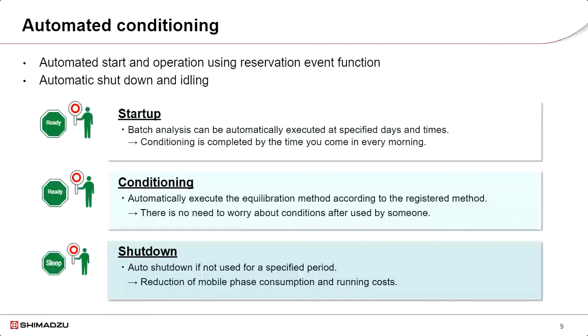This prevents mobile phases from continuously flowing and the equipment from remaining operational unnecessarily. When multiple users share a single device, determining the timing for shutdown can sometimes be challenging. However, with this functionality, the equipment can automatically stop if analyses are not conducted for a certain period of time, ensuring efficient equipment management without requiring deliberate shutdown actions.